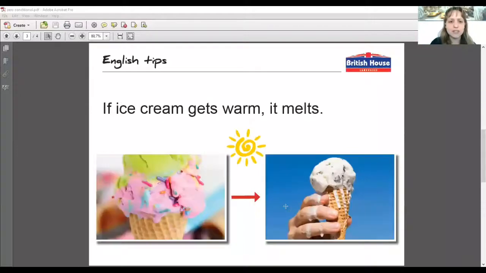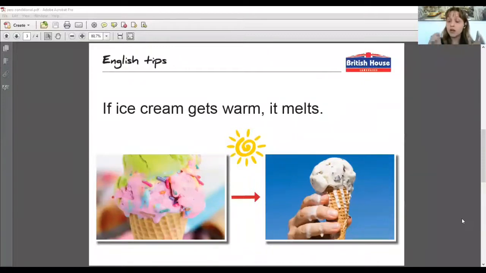Let's have a look at another sample sentence. If ice cream gets warm, it melts. It always happens. And that is what zero conditional is about. In these 2 examples, we have used the present simple in both clauses.